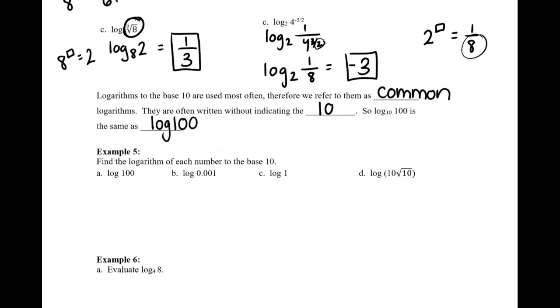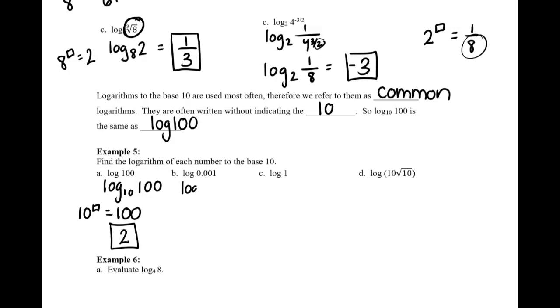So in example 5, we're going to find the logarithm of each number to the base 10. So log of 100 is the same as log base 10 of 100. So we're looking for 10 to what power equals 100. Our answer is 2, because 10 to the 2nd power, or 10 squared, is 100.